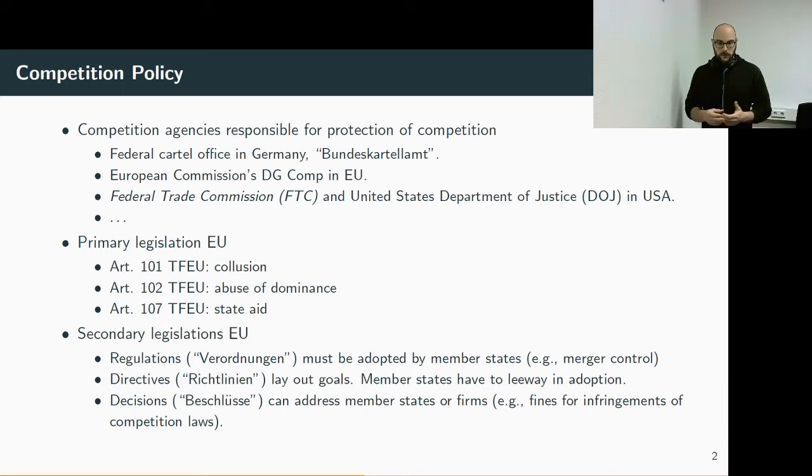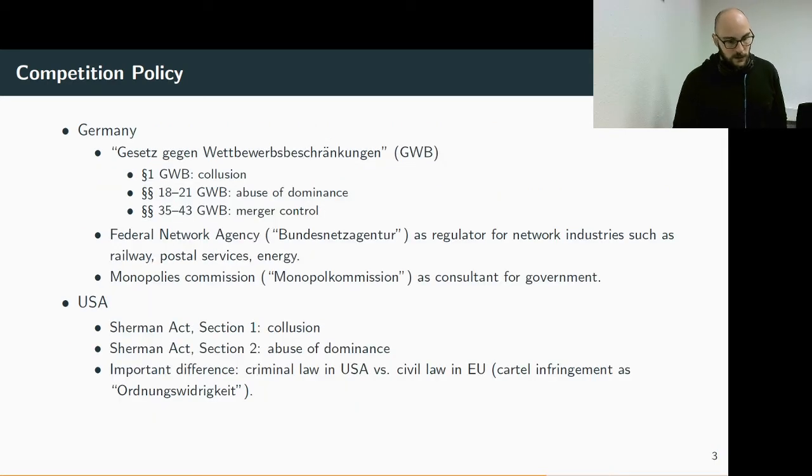So an example would be a firm infringing competition law by colluding, and then the European Commission, DG Comp, releases a decision that addresses this particular firm and fines this firm for the infringement. That would be a decision, right? Very important in terms of competition policy applications.